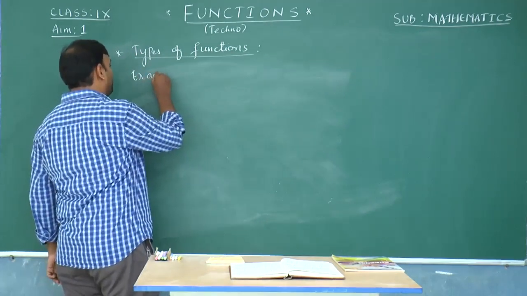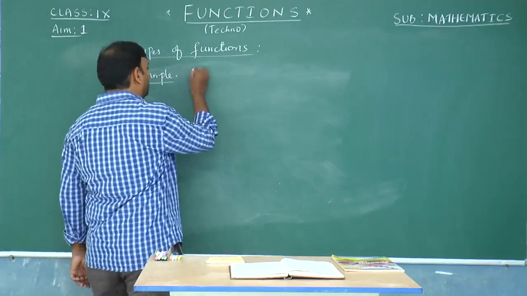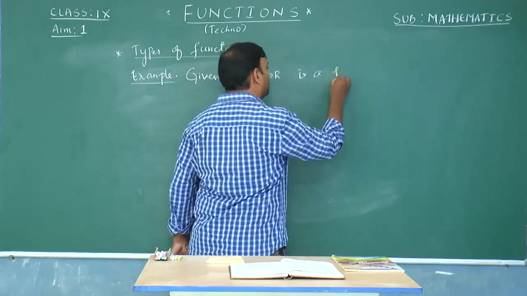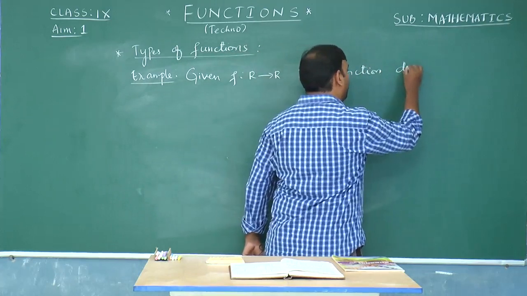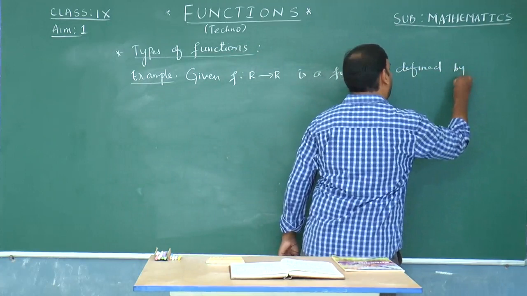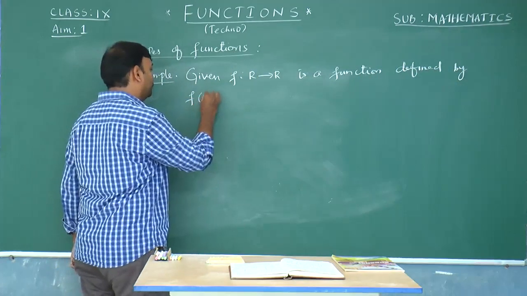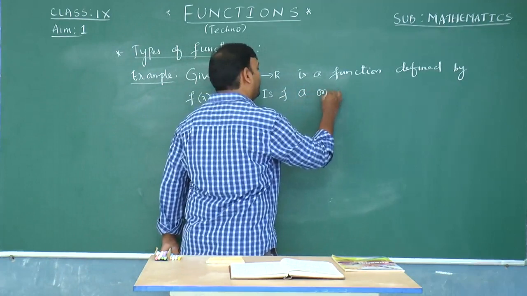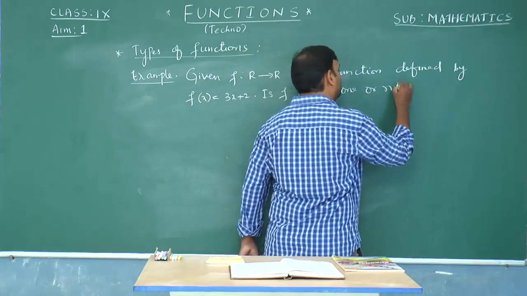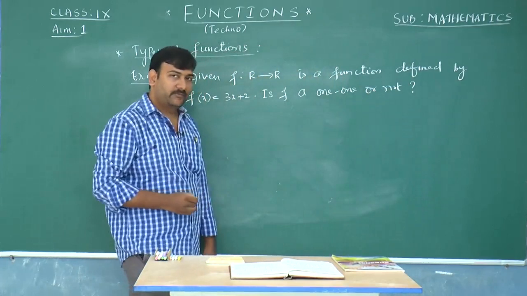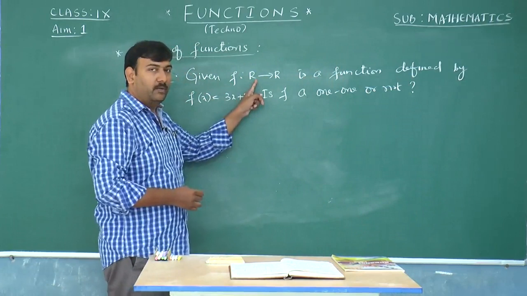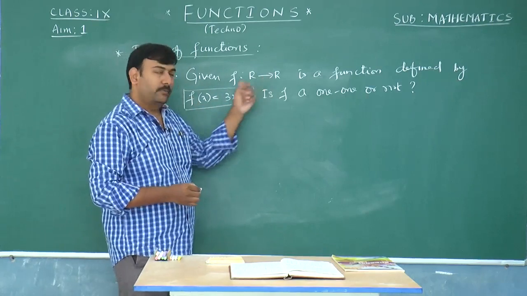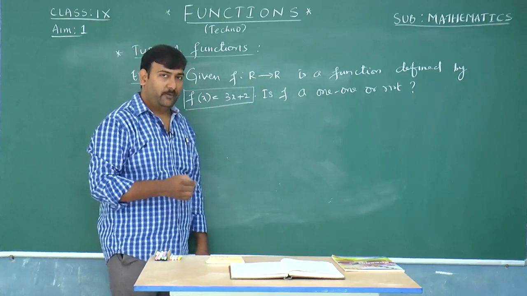Let's go to an example problem. Given f maps R to R is a function defined by f of x is equal to 3x plus 2. Now, is f a 1-1 function or not? Sometimes a question would be asked in this manner, where the domain and codomain are given and also the function rule is given to us. Based upon the domain, codomain and the function rule, we need to decide whether the function is going to be a 1-to-1 function.